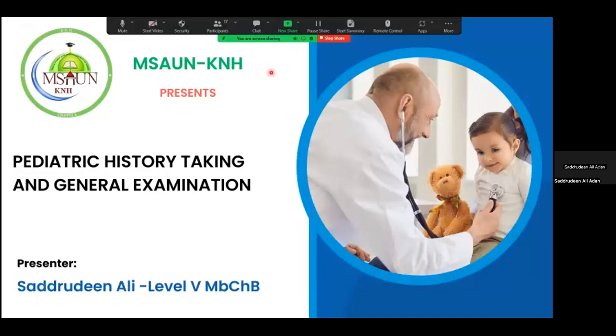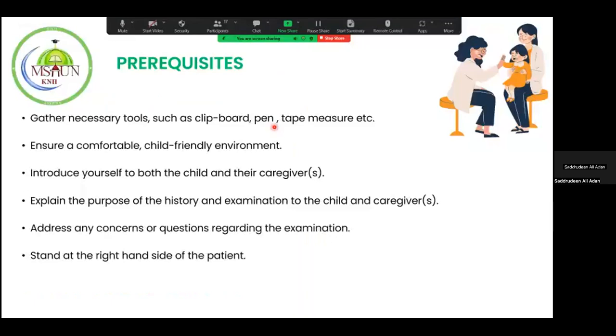I'm Saddrudeen Ali. I'm a level 5 MBChB student, and I'll be taking you today through pediatric history taking and general examination. So first of all, before taking any history, there are some prerequisites. First, you need to gather your necessary tools: the clipboard, a pen, a measure, etc. So make sure your tools are ready.